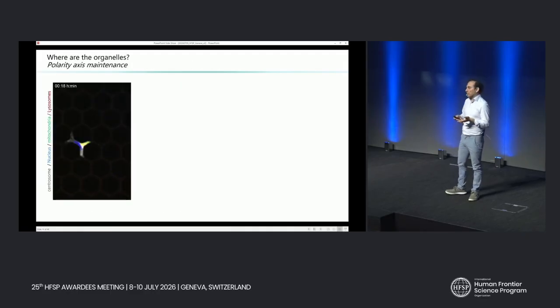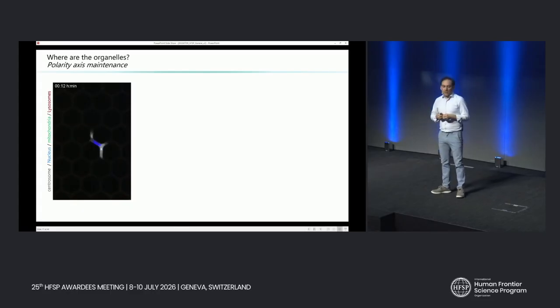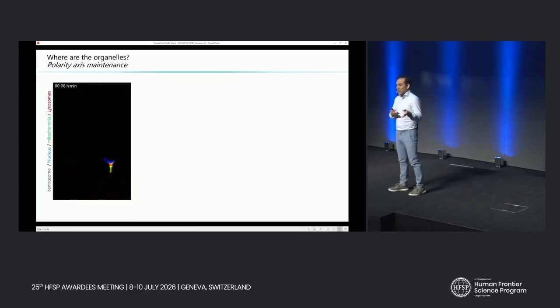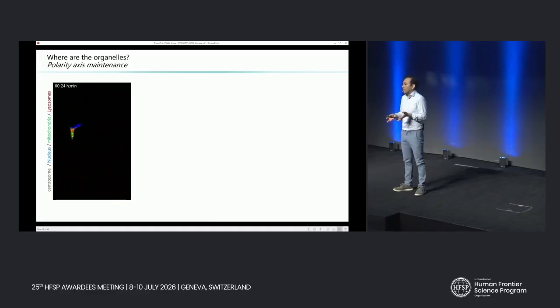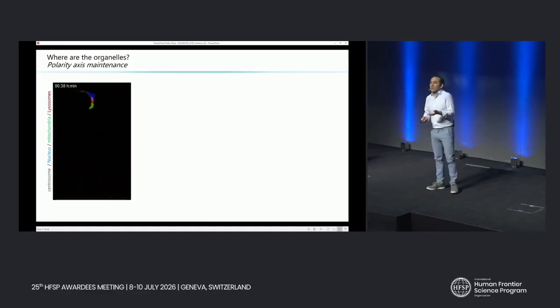But the 1 million euro, or 1 million Swiss franc, I should say, question is, where are the organelles during this decision? So we start doing simultaneous analysis of organelles in the hexagonal array, but this is extremely difficult. So then in order to move forward, we have to step back.